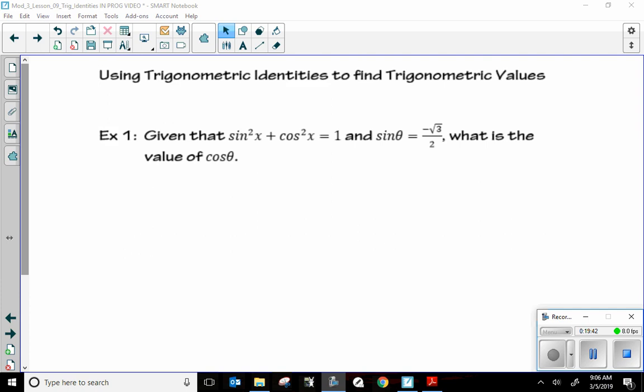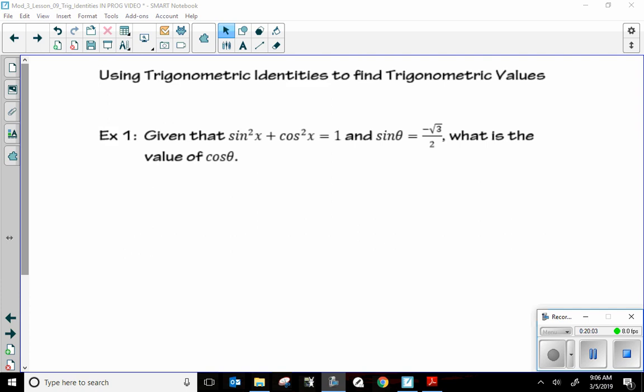Oh, word problems. Okay, using trigonometric identities to find the trig values. Given that sine squared plus cosine squared equals 1, and sine of theta equals negative radical 3 over 2, what is the value of cosine of theta?